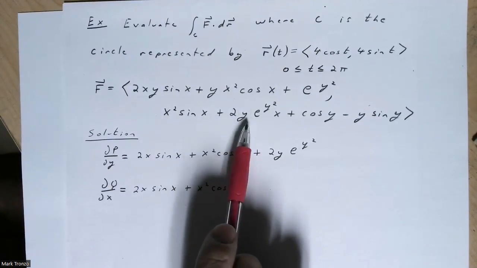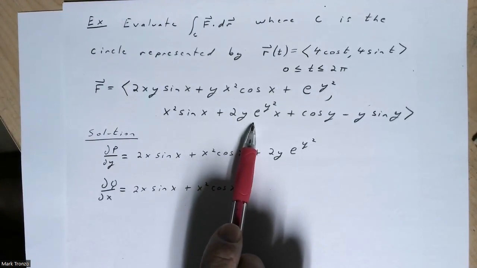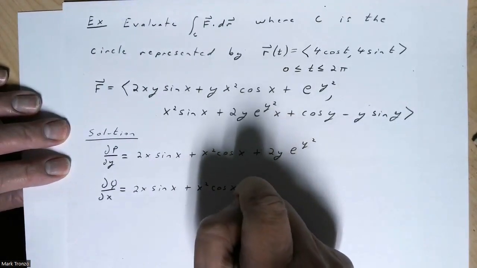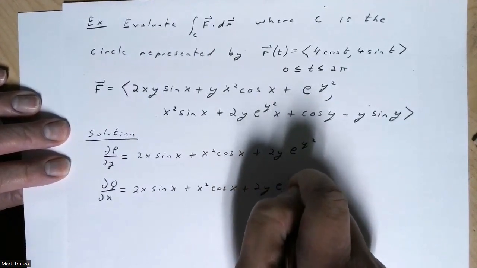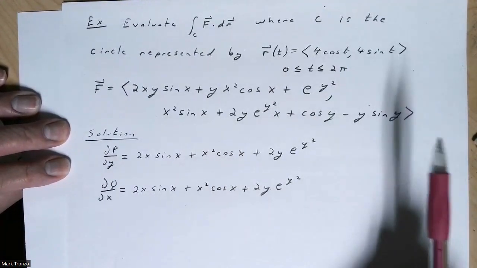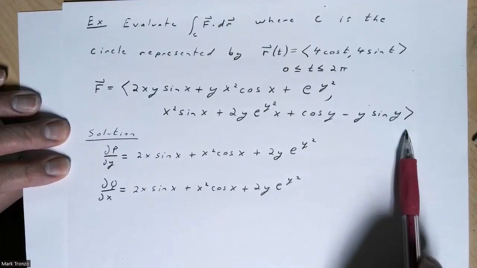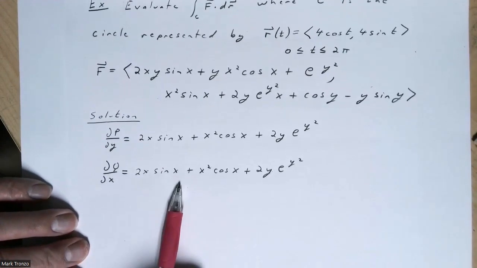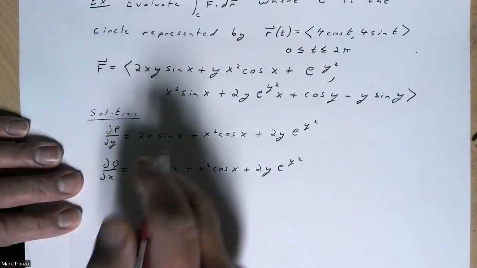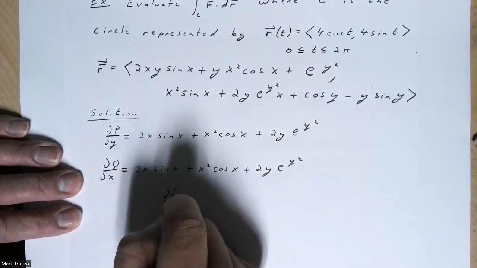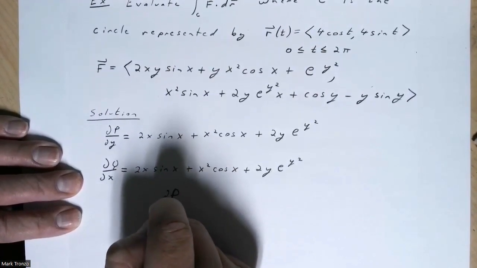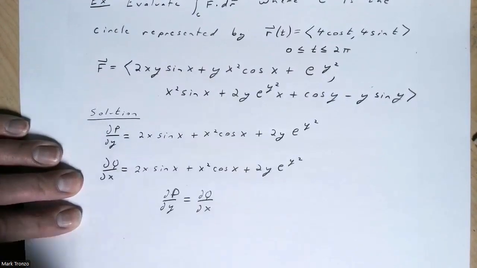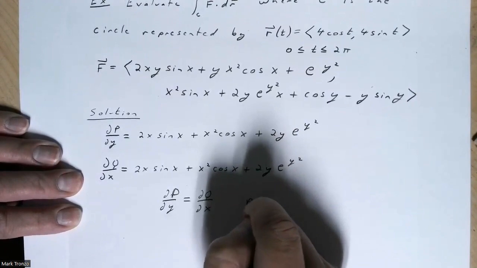And then let's go to the next term here. This has no x's in it. So, oh, yes, it does. That has an x here. So the derivative of this is going to be 2y e^(y squared). This is the one, no x's, no x's. So those are just 0. So notice these are the same. So we have dP/dy equals dQ/dx. So potential function f exists.